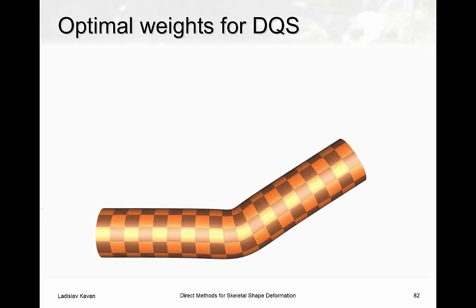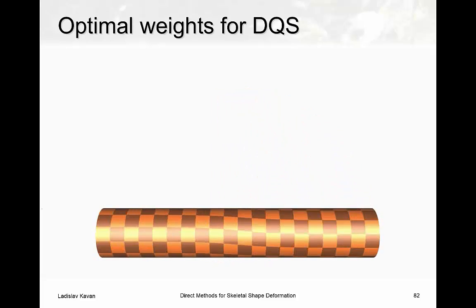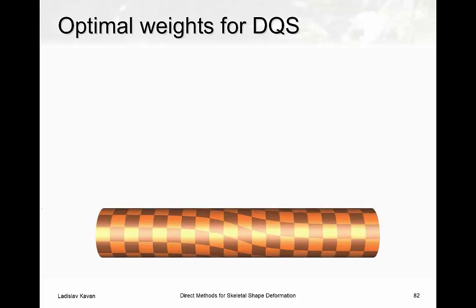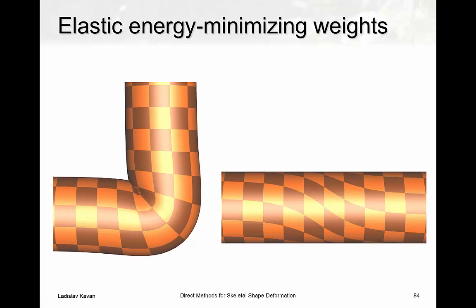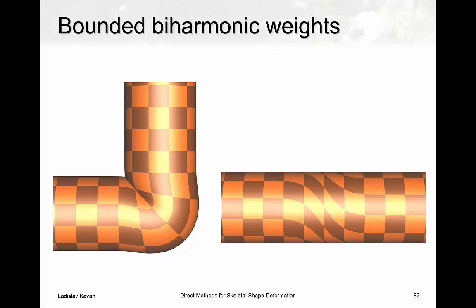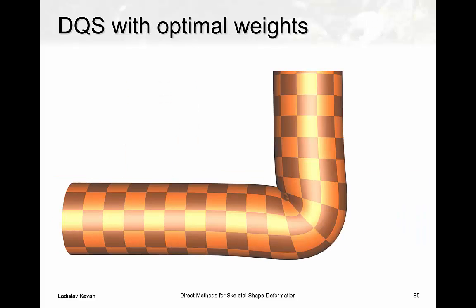And here is the result I got. Those are the optimal skinning weights for dual quaternion skinning and this bending cylinder. So certainly the candy wrapper went away, right? And if we compare this to bounded biharmonic weights with dual quaternion skinning, we again see that the deformations get a little bit more natural because they have lower elastic deformation energy. Lower elastic deformation energy usually means better looking deformations. But the problem is that this ugly bulging is still there.